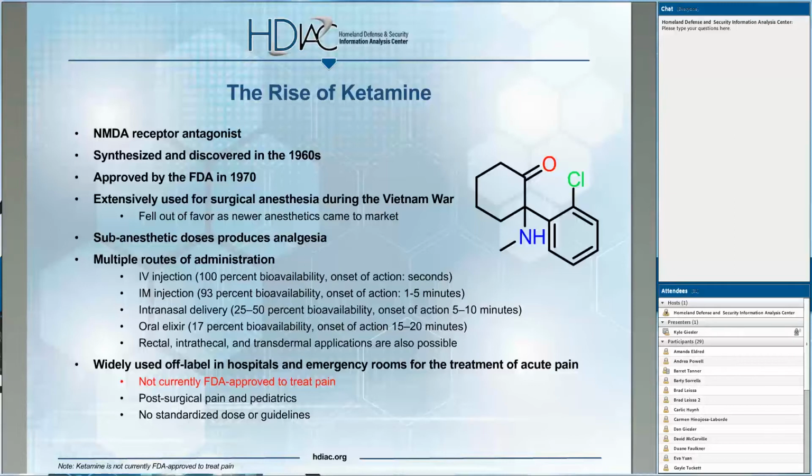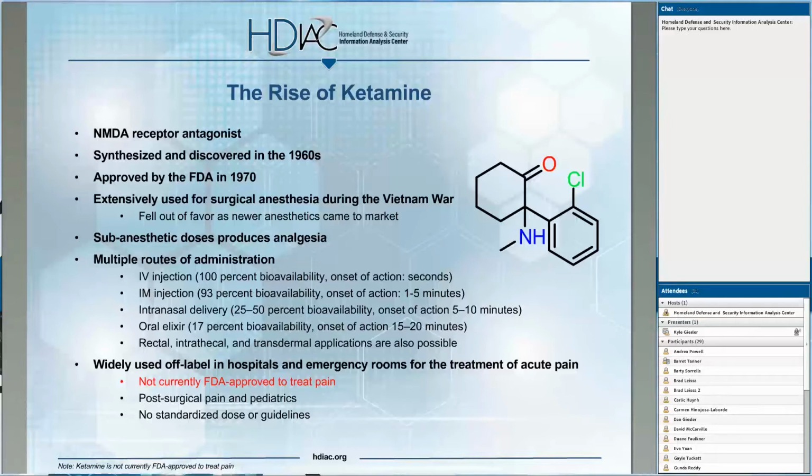I say that it's a sedative because that was the specific indication that the FDA has cleared this compound for, nothing else. And as a sedative, ketamine saw pretty significant and widespread use during the Vietnam War, but it shortly fell out of favor as newer anesthetics came onto the market. Ketamine is a dissociative anesthetic, and it was later revealed that at sub-anesthetic doses, ketamine produces analgesia, or pain relief.